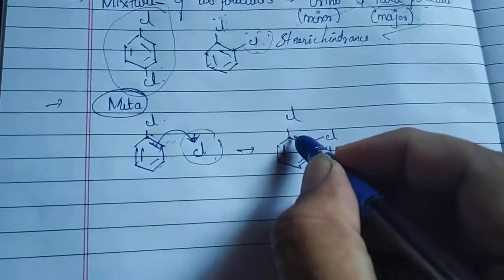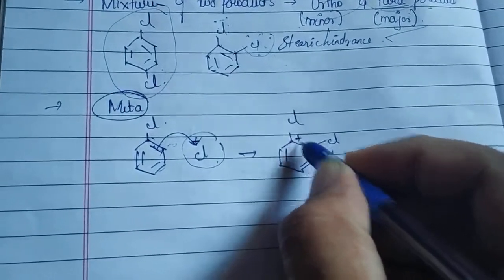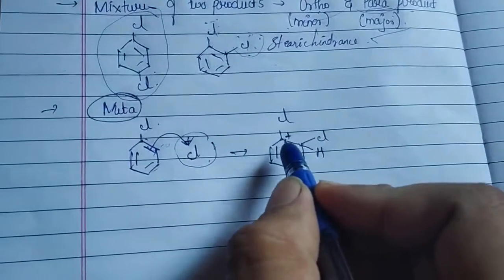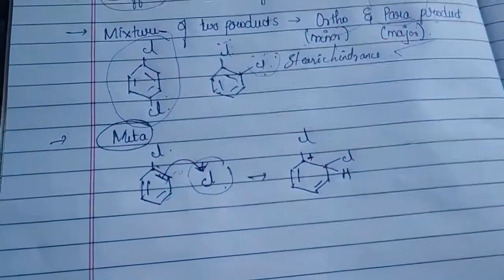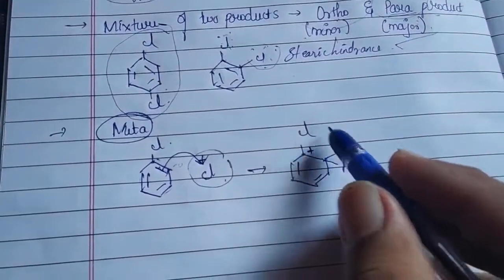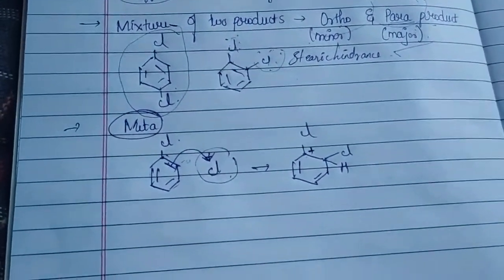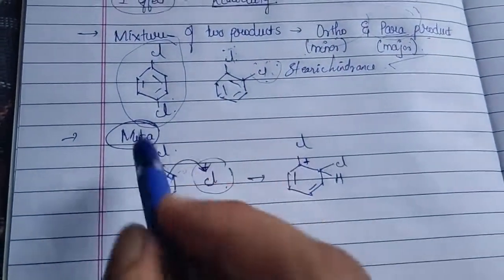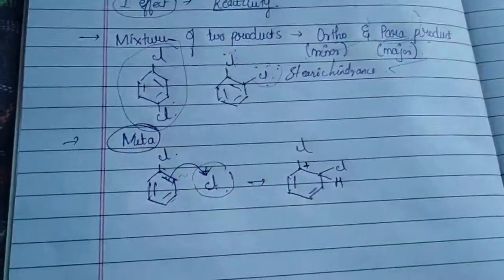So now, where did the carbocation form? Yes, here will be my carbocation. But what happens? This carbocation is resonance stabilized. I repeat, it will be resonance stabilized. So the same resonance stabilized carbocation is also formed when our electrophile attacks the para position.